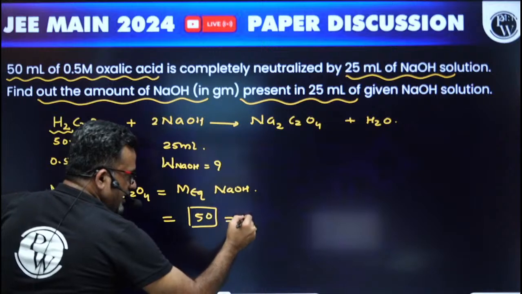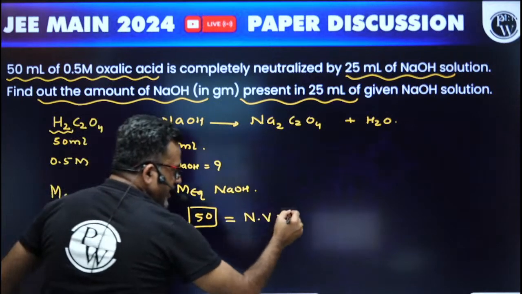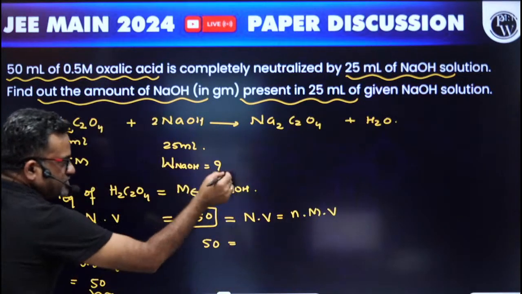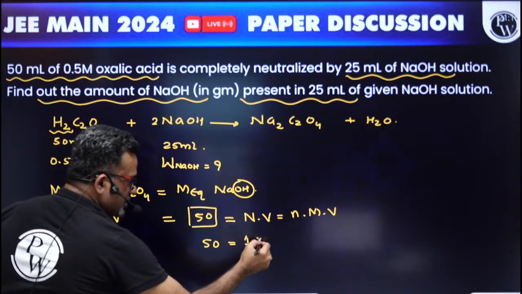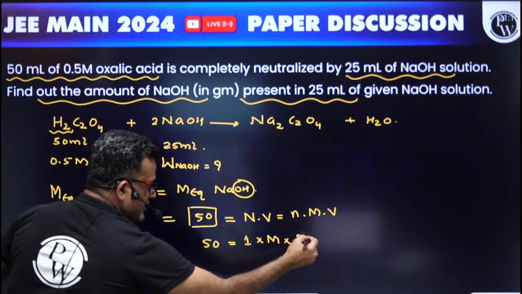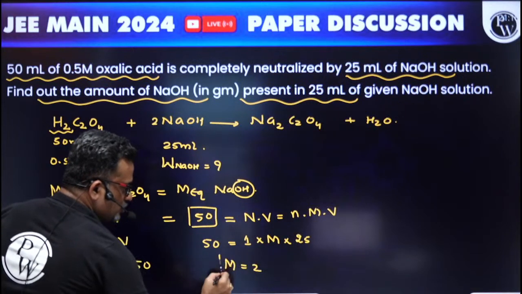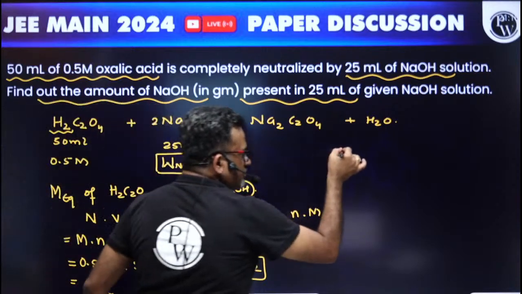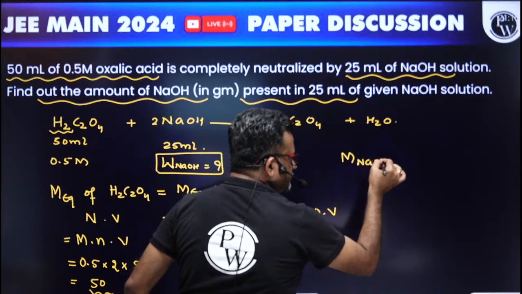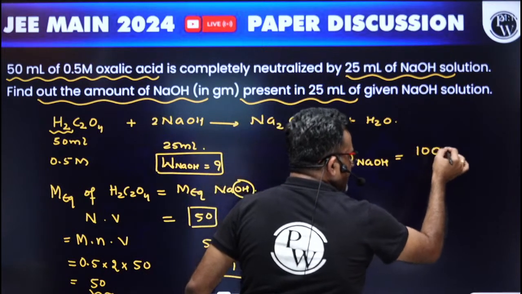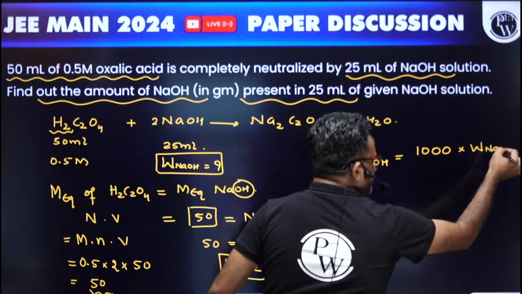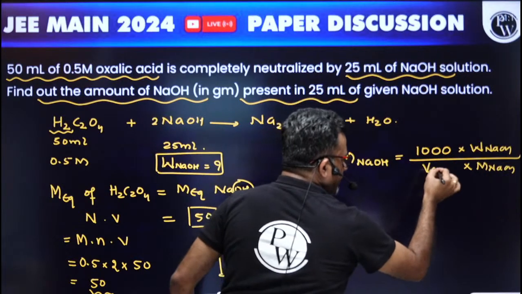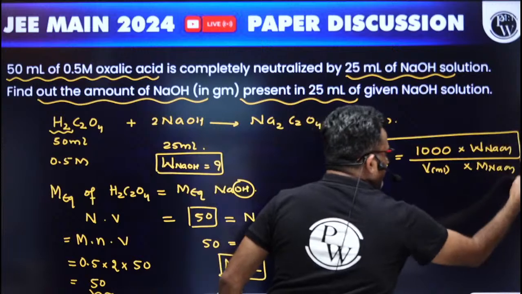Again, milli equivalent formula, N into V, that is N factor into molarity into V. So 50 is equal to, what is the N factor for NaOH? It is a monoacidic base, so N factor is 1. Molarity I don't know. Volume is 25. So molarity is 50 by 25, which is 2. Have they asked you molarity? No, they have asked you mass. How do you connect molarity with mass? Molarity of NaOH is equal to 1000 into mass of NaOH divided by molecular mass of NaOH into volume in ml. Apply this formula to convert the molarity into mass.